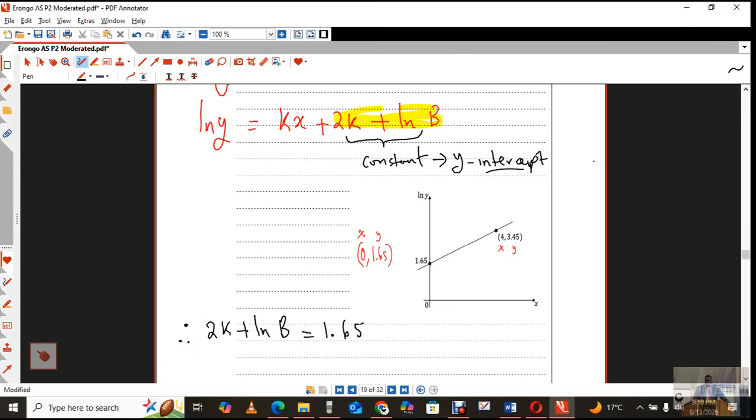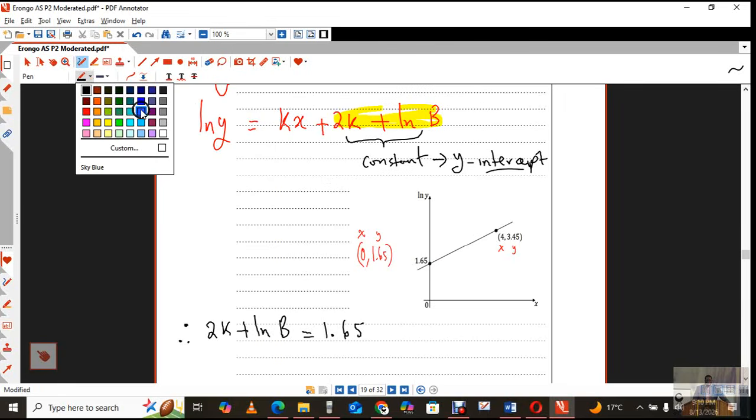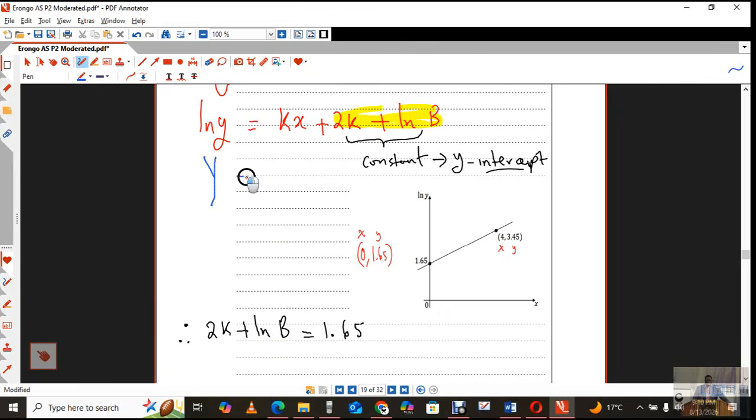I have a slight problem there. I need a k value before I can find the natural log of b. If you write this equation in the form y equals mx plus c, where this whole stuff is c, the m here is k. Therefore, the gradient is k.